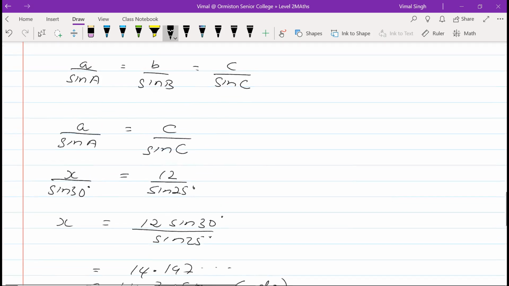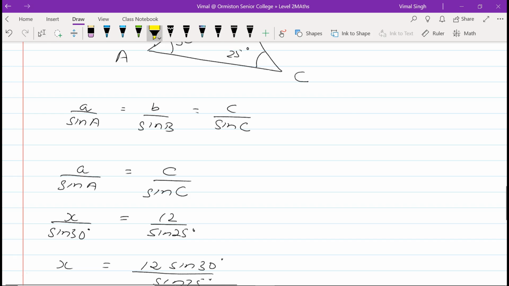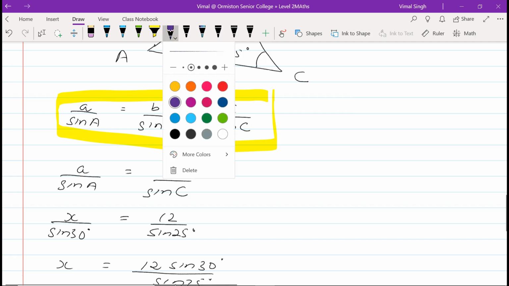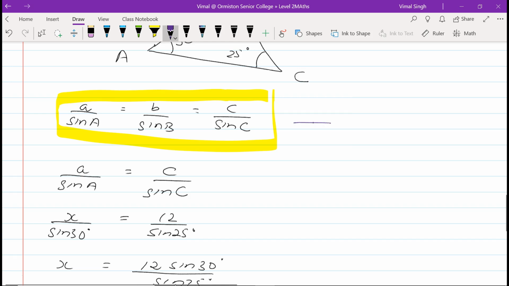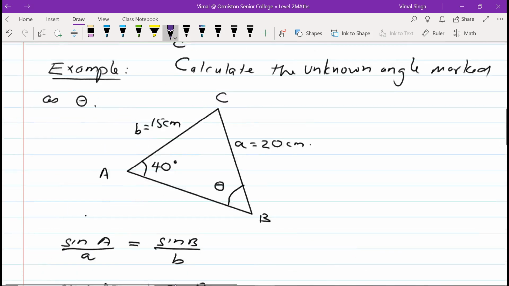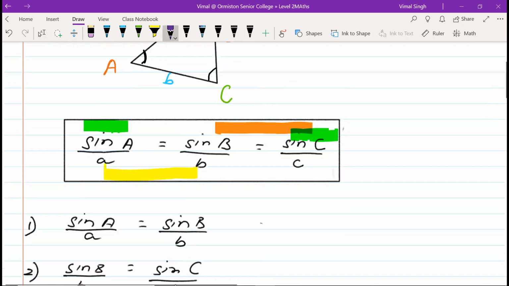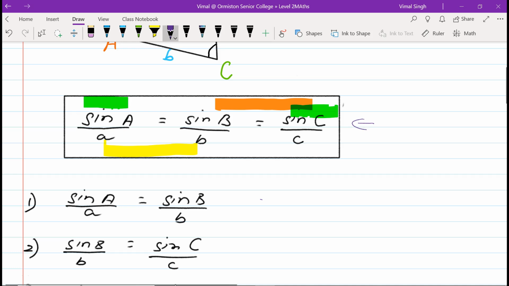So if we are working out the length of a side, it's a good idea to write your formula in this manner, with the sides on top. This is for calculating sides, and the ones over here right on top, written like this, are for calculating angles.